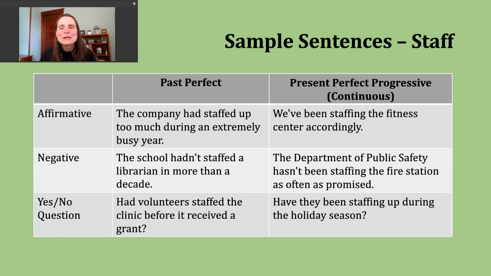Finally, let's look at making a yes or no question in the present perfect progressive. To do this, I'm going to start with have or has, whichever form matches my subject. That subject comes next. Then you're going to see the participle been and then the ing form of the verb. Here's the last example. Have they been staffing up during the holiday season?